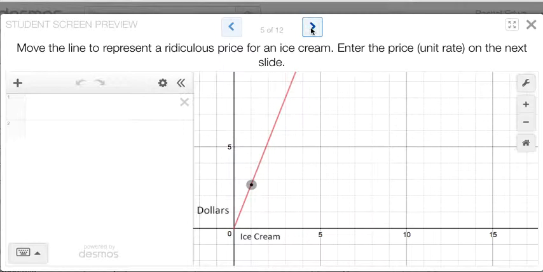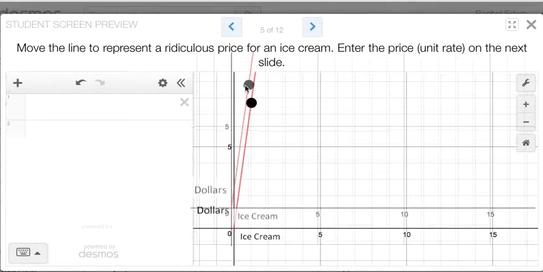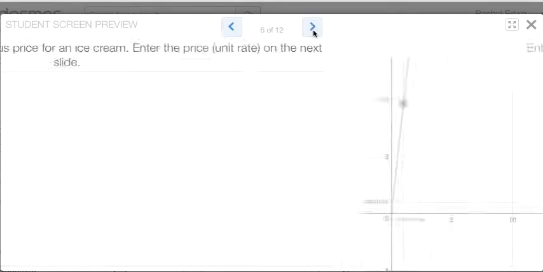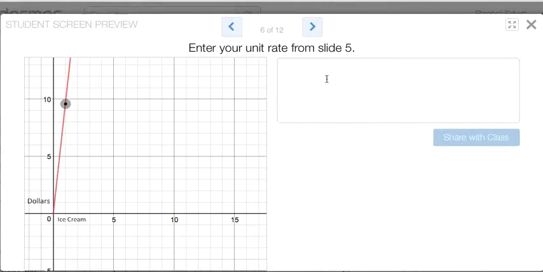For this one, it's the same one, and they get to move it again, but it stays at 1 ice cream. And they get to make a ridiculous price. If they want it to be, I don't know, 20, they can do that. They can write their rate, so they make their own. It's not like you're giving it, they can have fun with it and make their own rate.